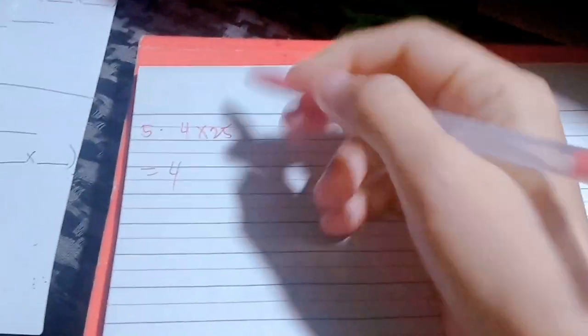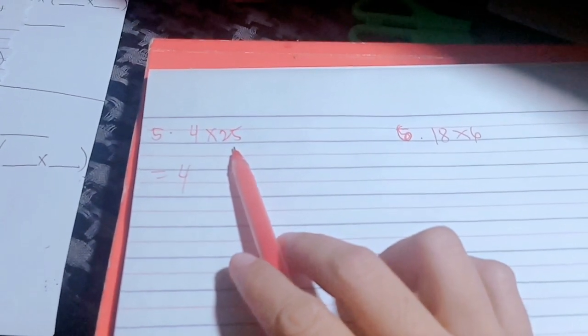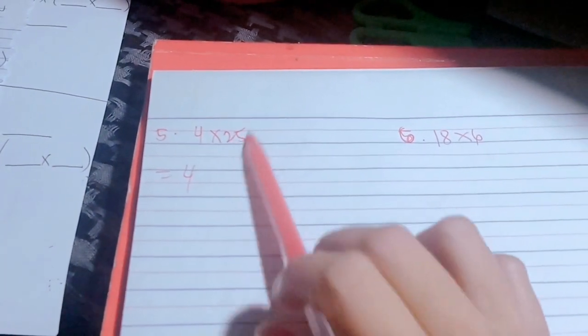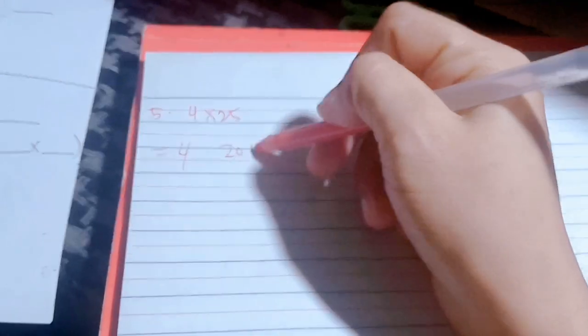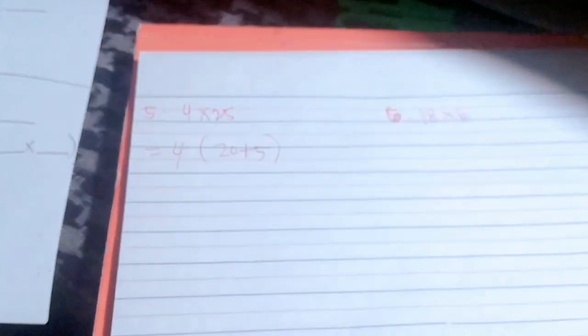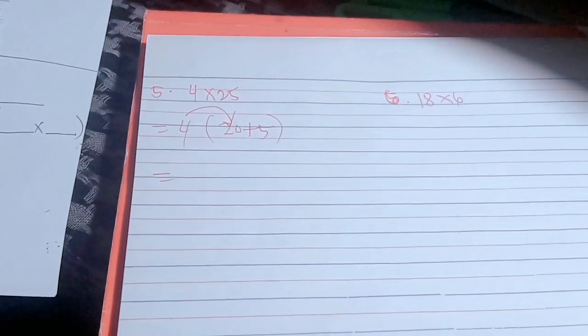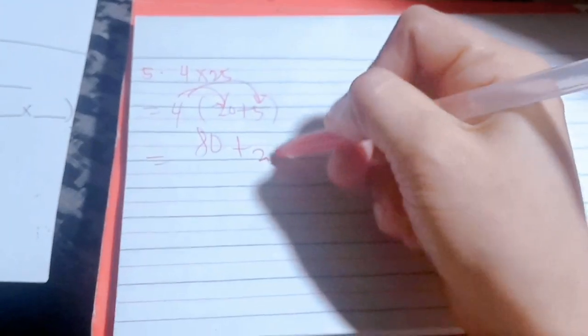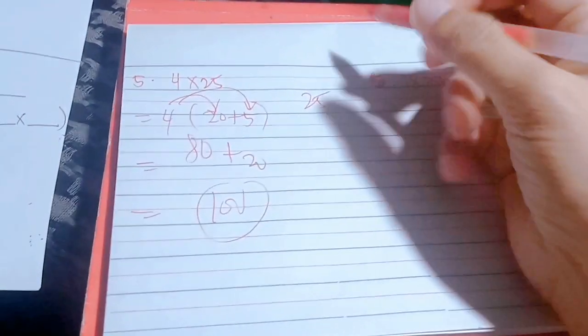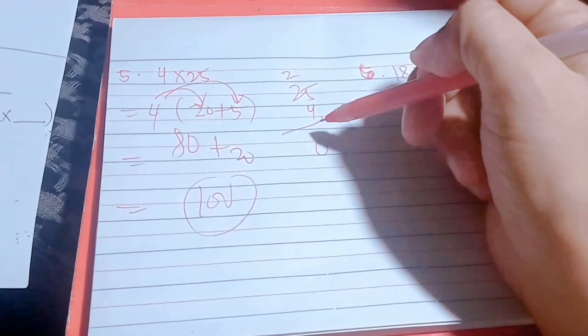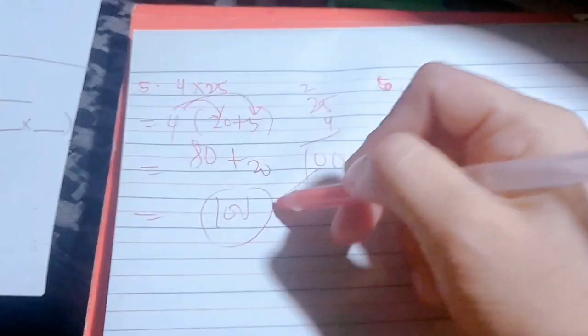4 times 25. Isusulat natin ang 4. Tapos, maghahanap tayo ng numbers na kapag in-add natin ay magiging 25. So, yung pinakasimple, 20 and 5. So, i-plus natin, then close, open, parenthesis. Then, saka natin i-distribute. 4 times 20 is 80. Then, 4 times 5 is 20. So, 80 plus 20 is 100. So, 25, check natin. 25 times 4, 100.